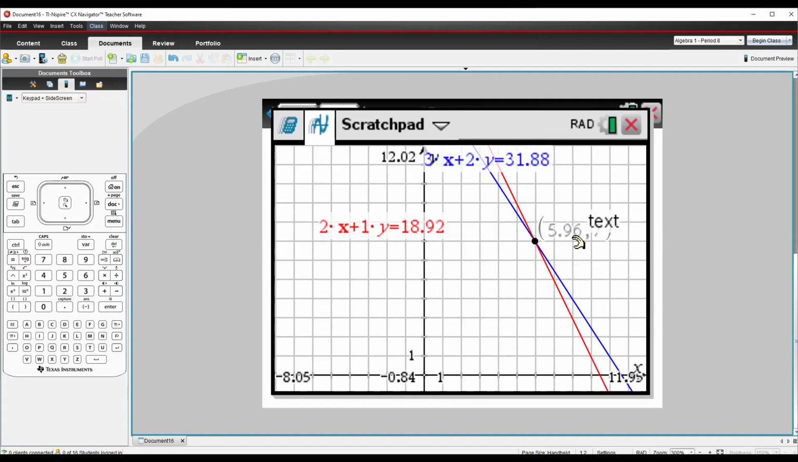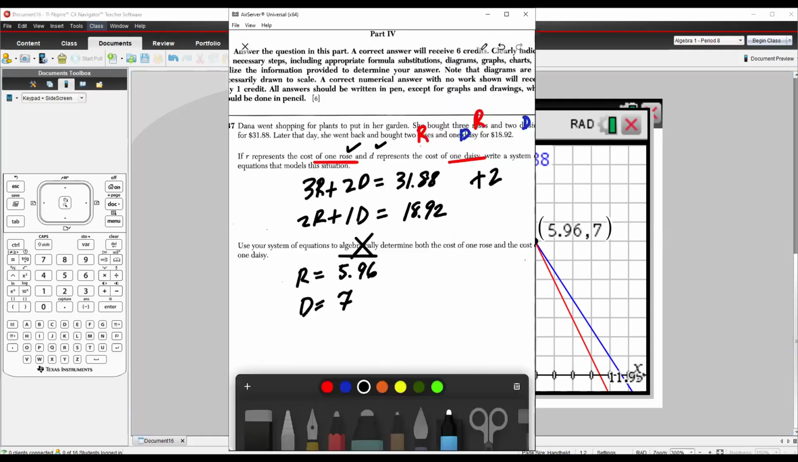So $5.96, that's how much a rose costs. And $7 is how much a daisy costs. All right, so that's what we put here. So we'll get 1 point for this if we write those 2 answers. And now let's go get the last couple.